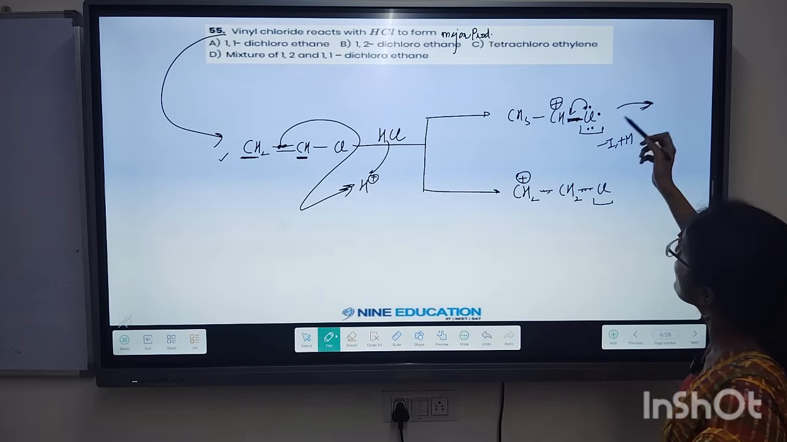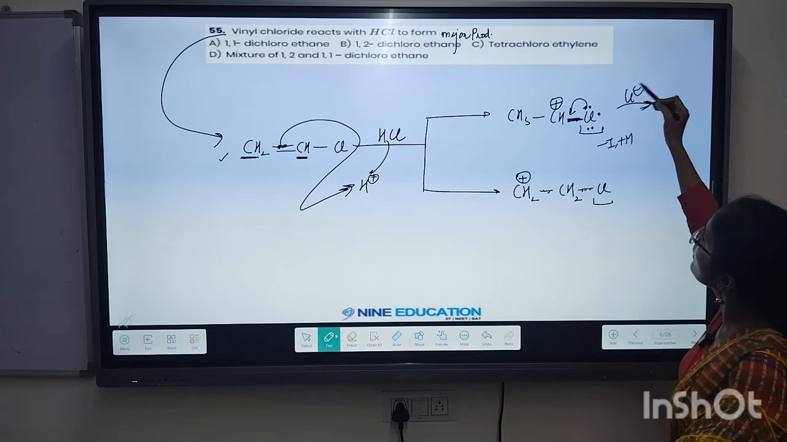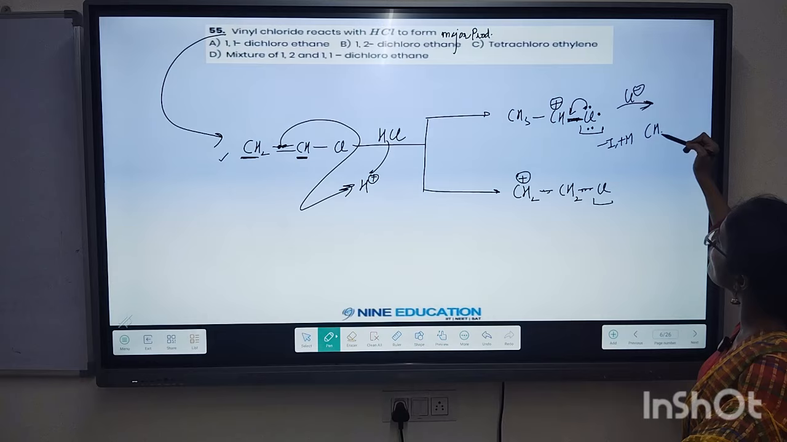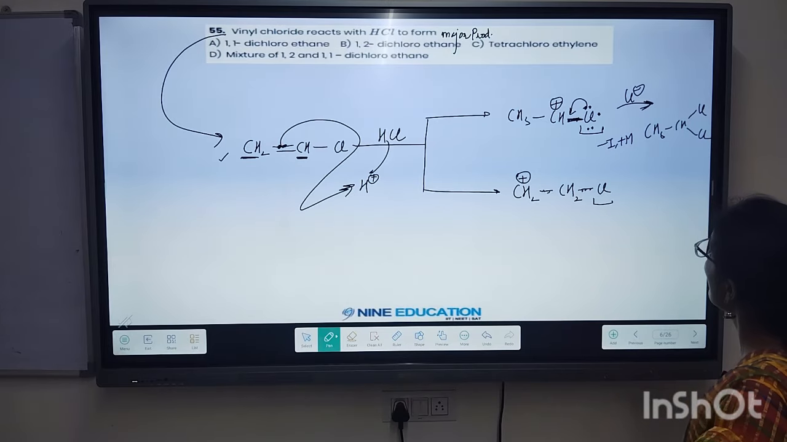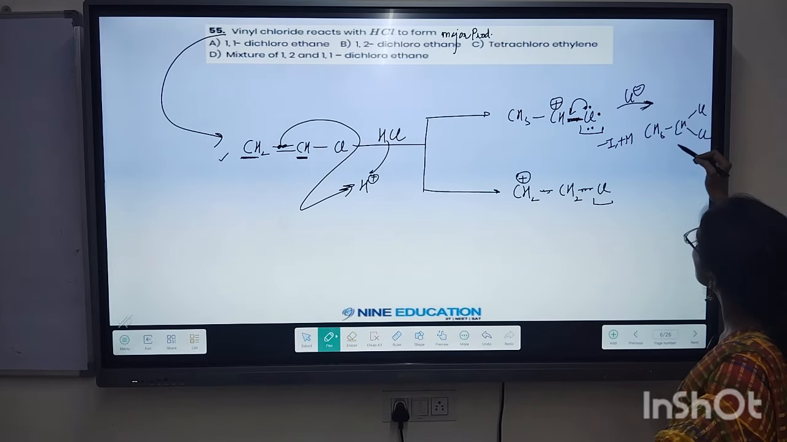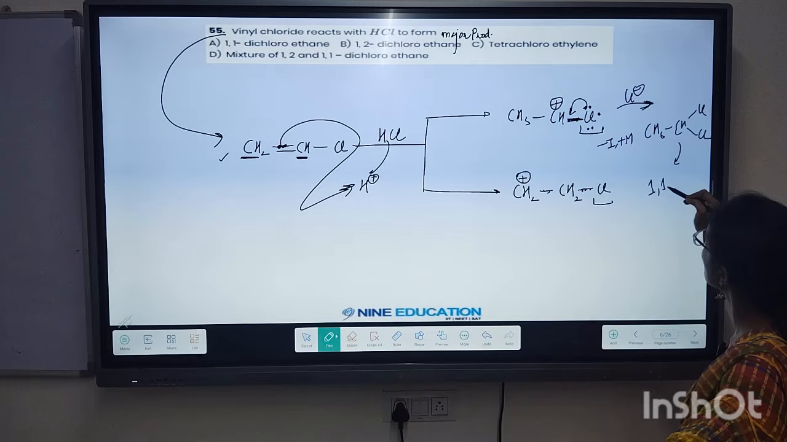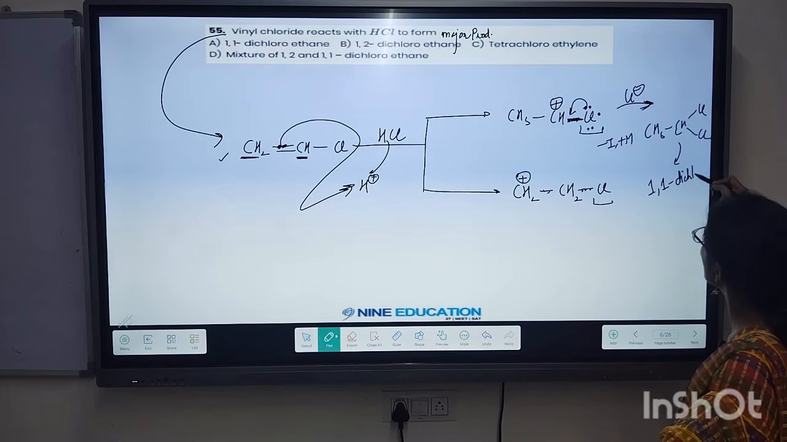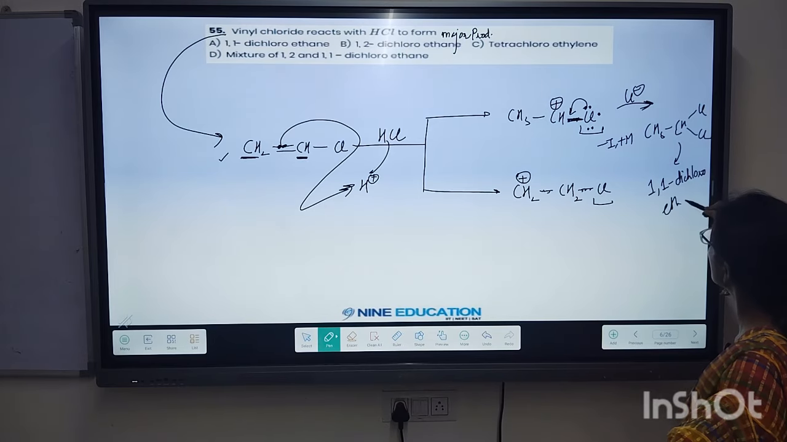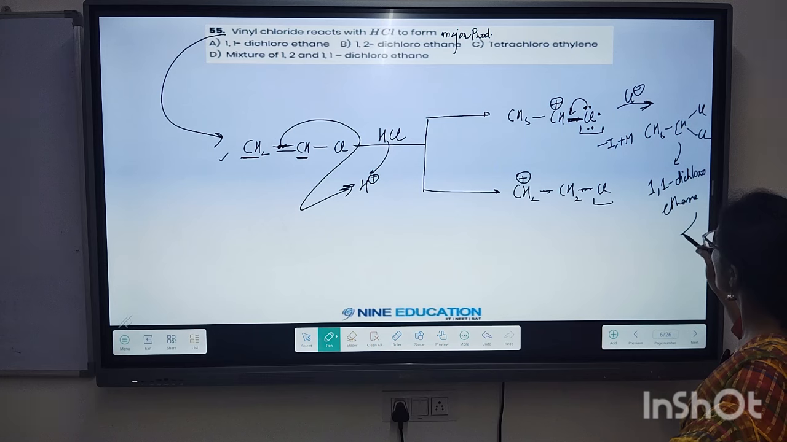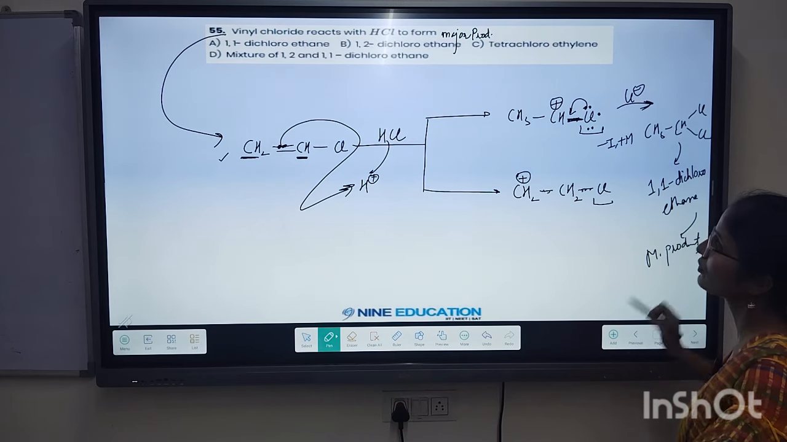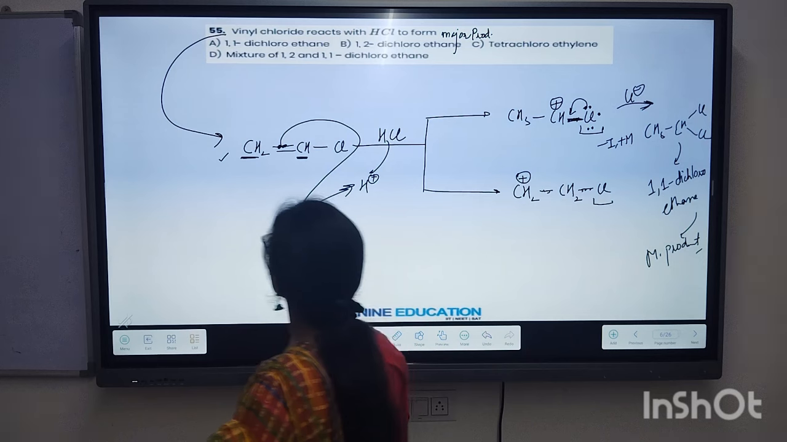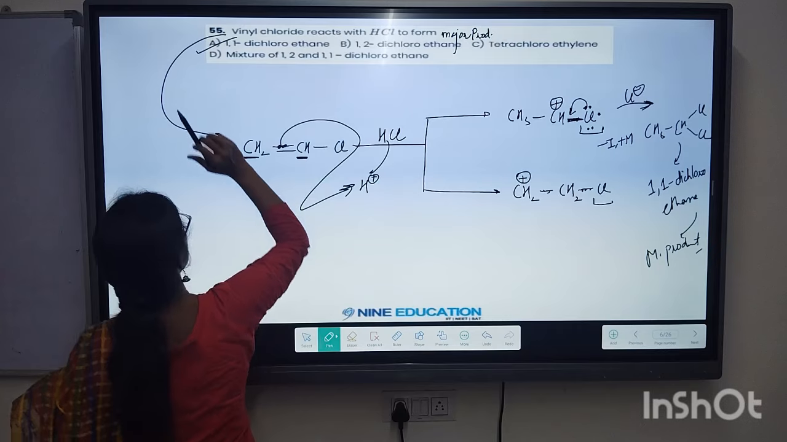Finally it will react with Cl minus as a nucleophile, and ultimately it will give us 2 chlorines on this carbon, which is nothing but 1,1-dichloroethane. This will come as the major product. So what will be the correct option here? The correct option will be A.